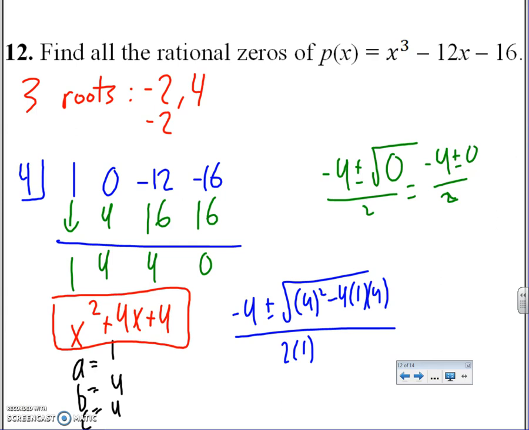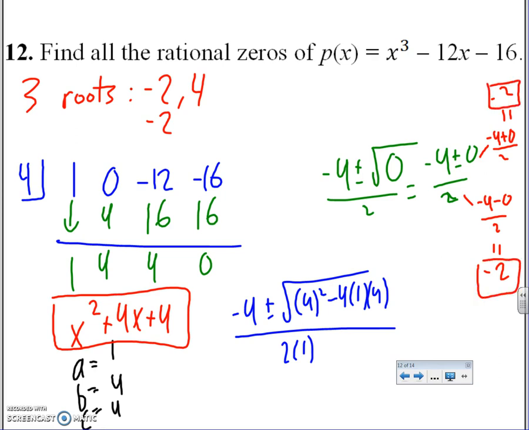So when I did -4 plus minus 0 over 2, or I did the adding case, -4 plus 0 over 2, I do the negative case, -4 minus 0 over 2. They both give me -2 and -2. That's why it's a double root. It's 2 of the same root.